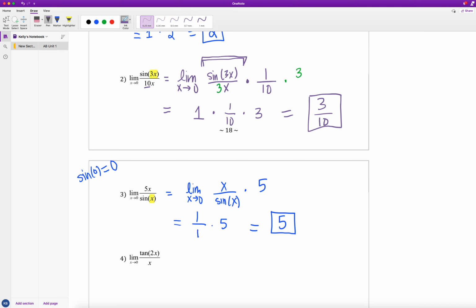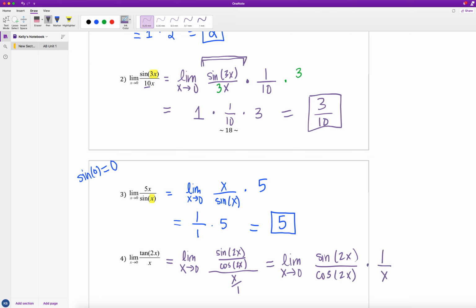Well, we can use the definition of tangent. Tangent is actually defined to be sine over cosine. So I can rewrite this as the limit as x approaches 0 of, instead of tangent of 2x, sine of 2x over cosine of 2x, all over that original x that we had. Now, fractions over fractions are very messy, so I'm going to multiply by the reciprocal. So I get the limit as x approaches 0 of sine of 2x over cosine of 2x times the reciprocal of x, which is 1 over x.